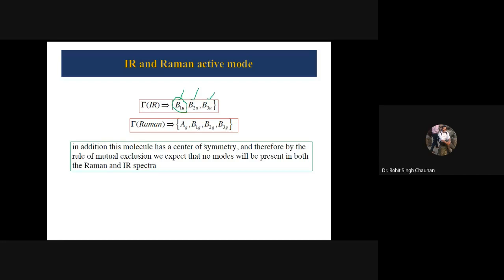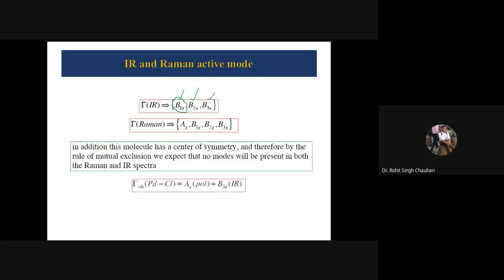Always remember, I think in assignment 1, I asked you about the rule of mutual exclusion. What does it say? It says that if the molecule has a center of symmetry, then no mode will be common between IR and Raman. It's a very simple rule. Okay. And you need to apply the same thing once you are operating with a number of molecules.